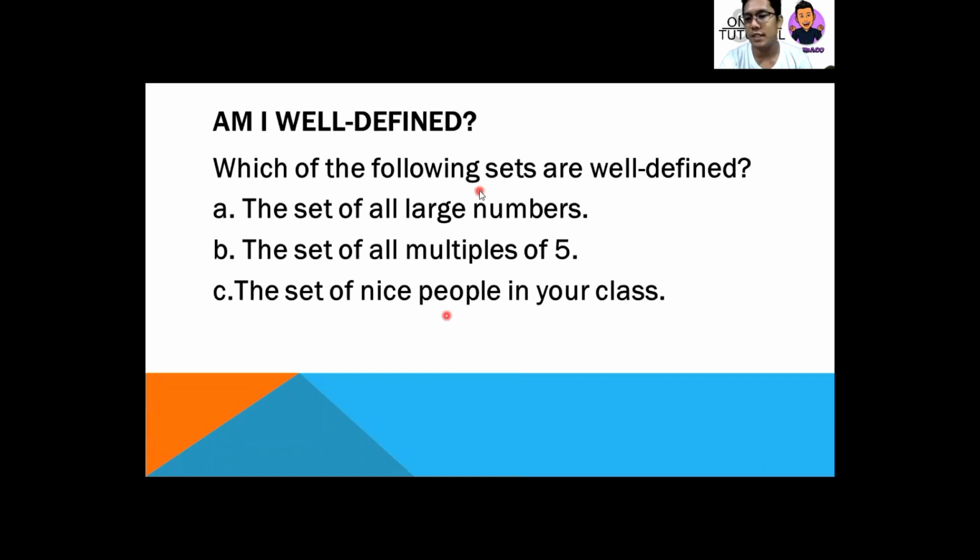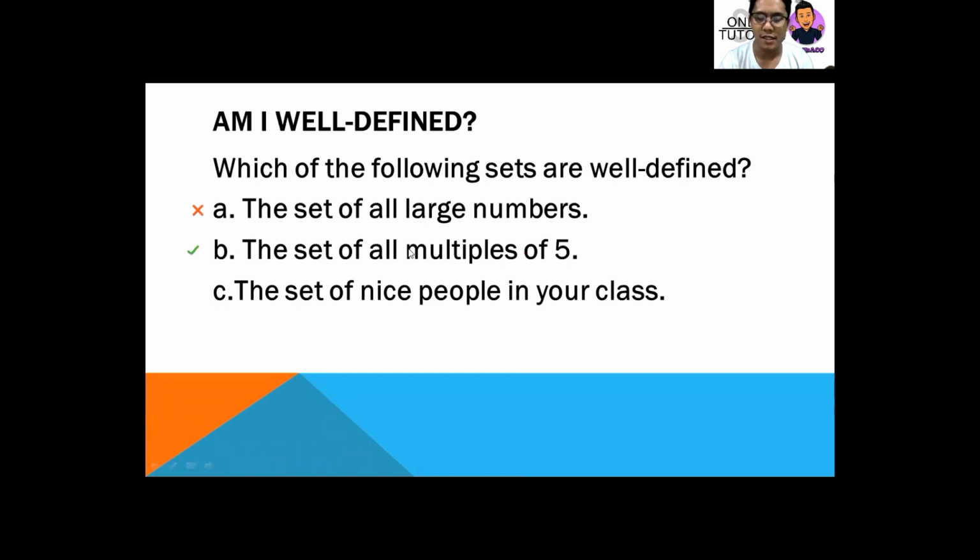So which of the following sets are well defined? Letter A, the set of all large numbers. Is it well defined or not? So this is not well defined, since we don't know how large are those numbers. Next, letter B, the set of all multiples of 5. Is this well defined?